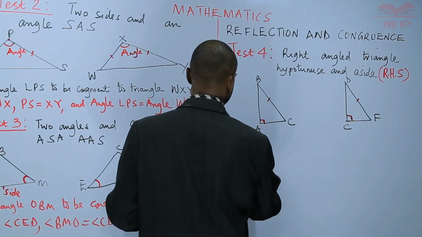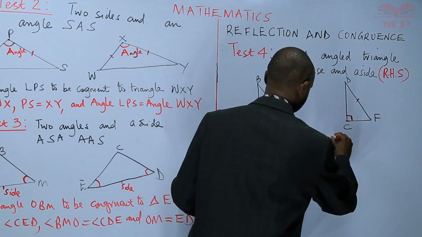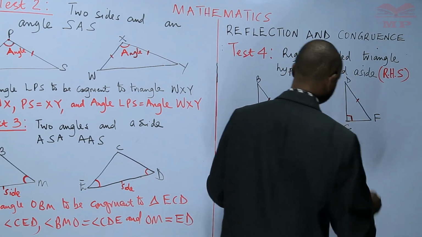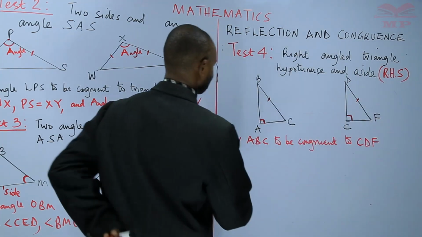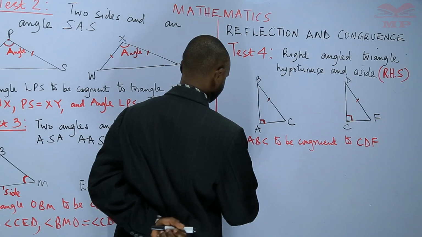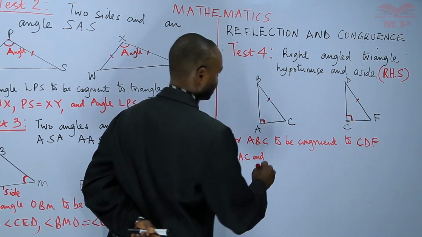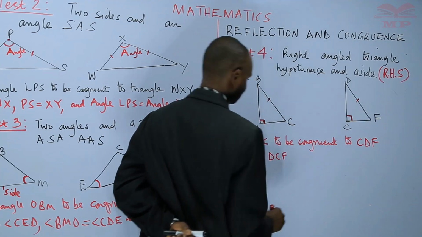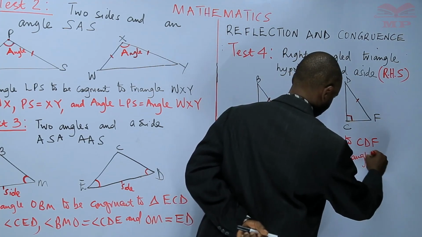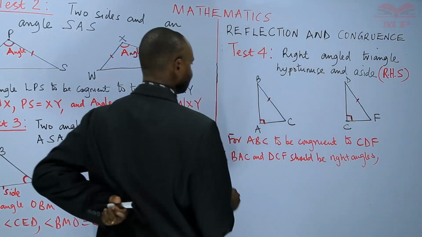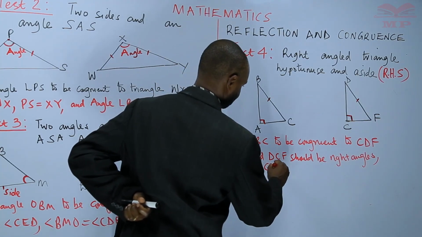So for ABC to be congruent to CDF, triangle BAC and DCF should be right angles, and a side, AC should be equal to CF.